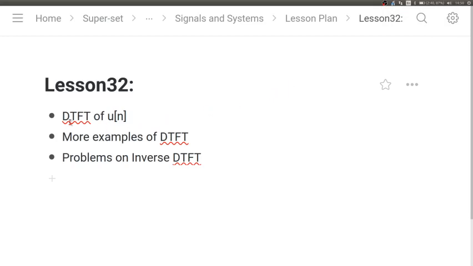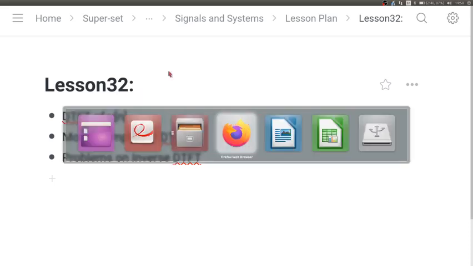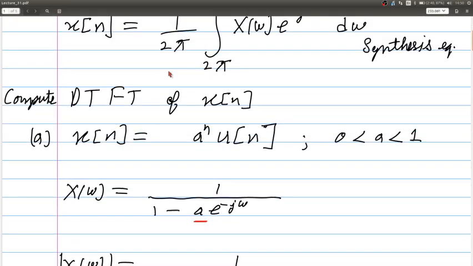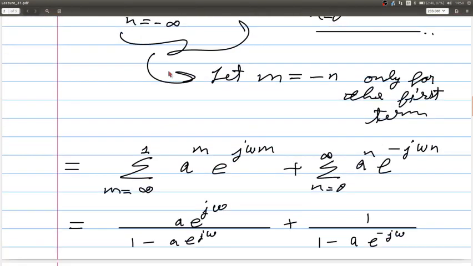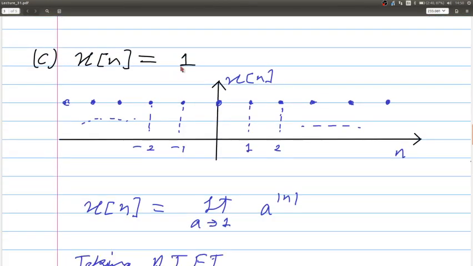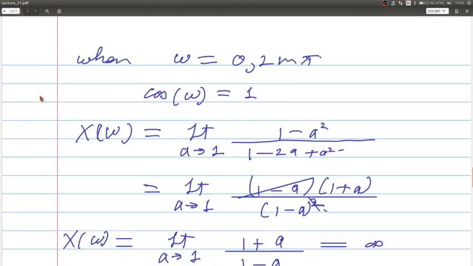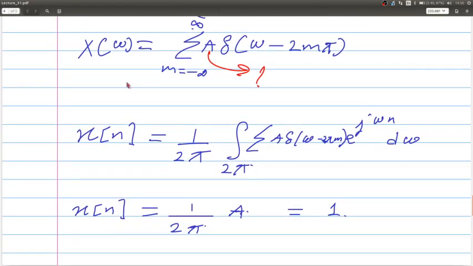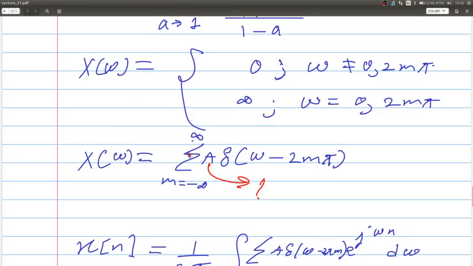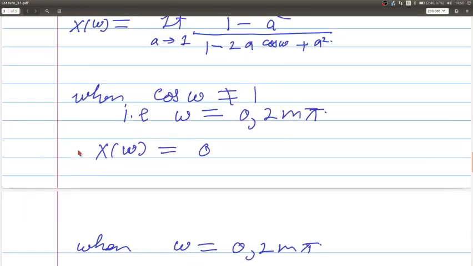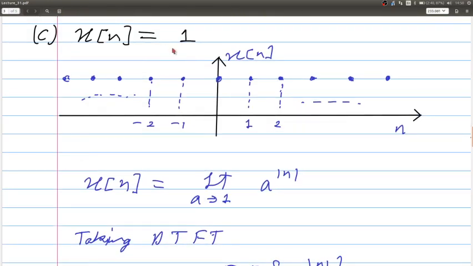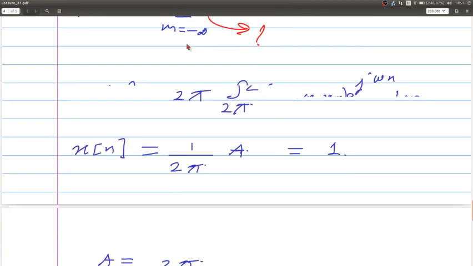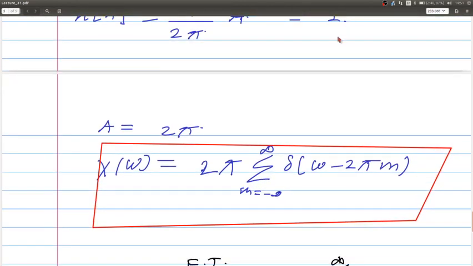In the previous lecture, we saw DTFT of some of the commonly used signals. We derived the DTFT of a constant discrete time signal where x of n is equal to 1. We saw how the frequency domain representation for a constant discrete time signal contains impulses. It is still periodic.